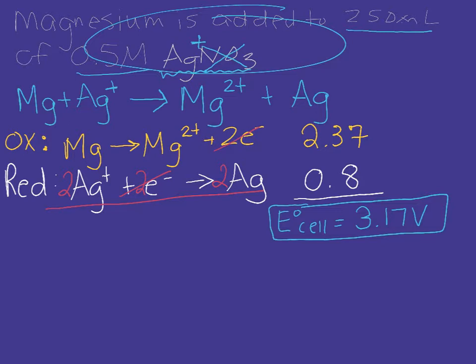So net ionic just means that we're not putting the spectator back in. So we're going to get Mg plus 2Ag+ gives us Mg2+. And it doesn't matter which order, the magnesium 2+ could come first, or the 2 silvers could come first. Okay, and that's our net ionic equation. And so all we have left now is to translate this into an actual beaker diagram.